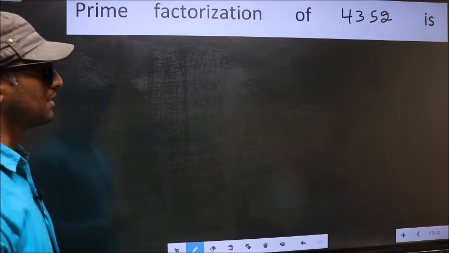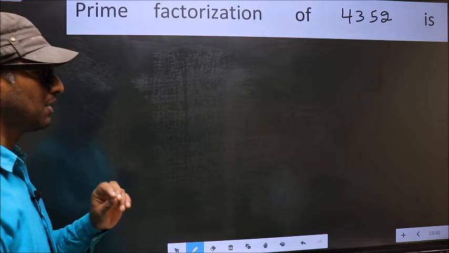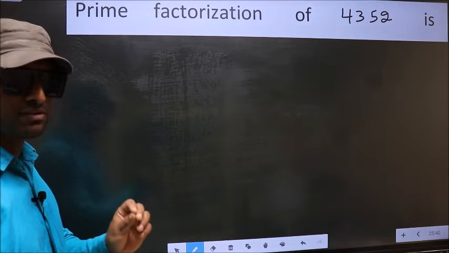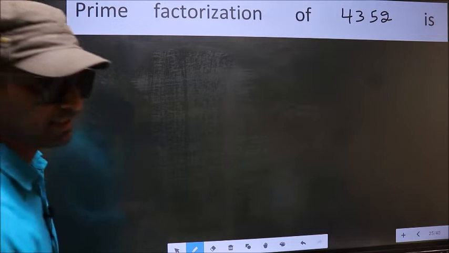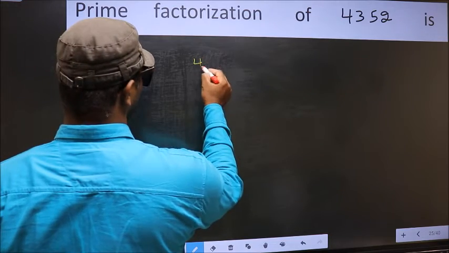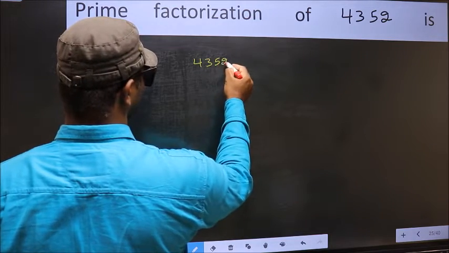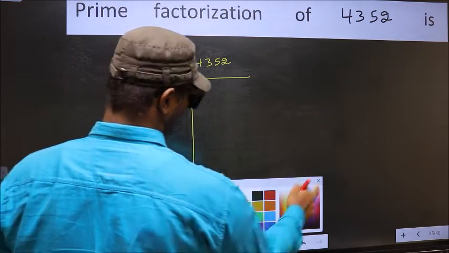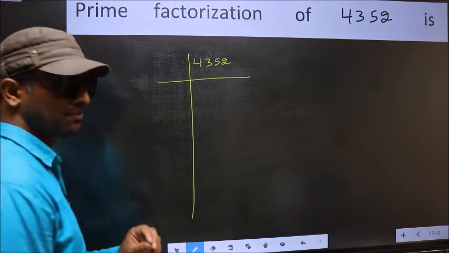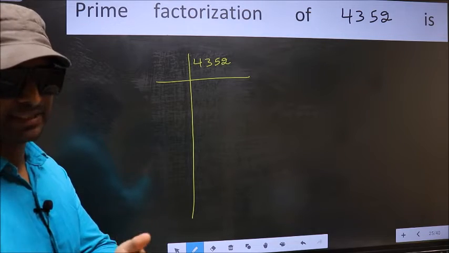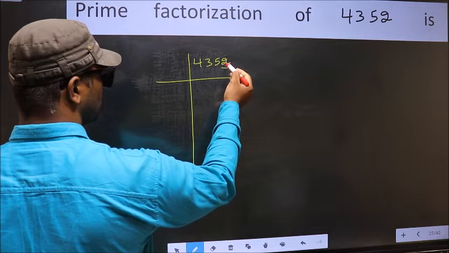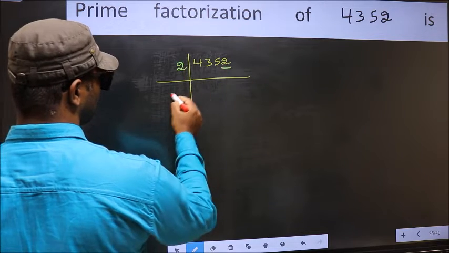Prime factorization of 4352. To do prime factorization, first we should frame it in this way: 4352. This is your step 1. Next, in this number, the last digit is 2, even, so take 2.